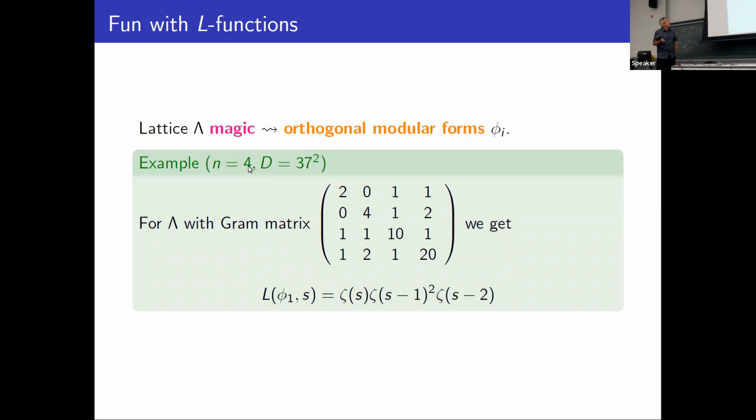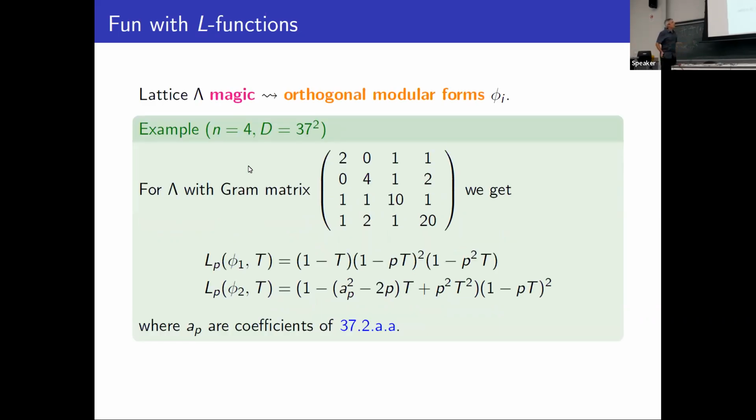So here's an example. I'm taking a small lattice, rank 4, discriminant 37 squared. And this is its Gram matrix, a very nice looking lattice. We just feed it into the machine. And for one such orthogonal modular form, we get just a product of zeta functions. Not very interesting, you might say. We all know zeta functions. Nothing very interesting is happening here.